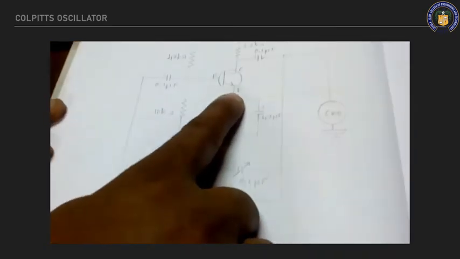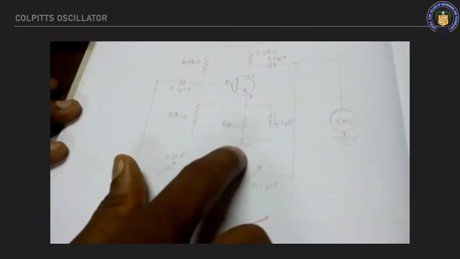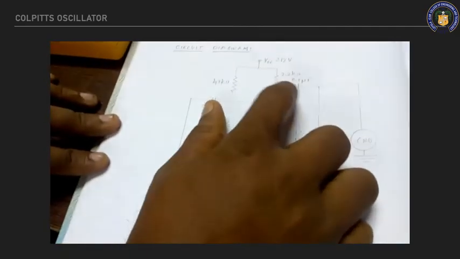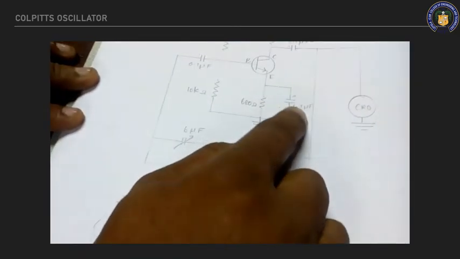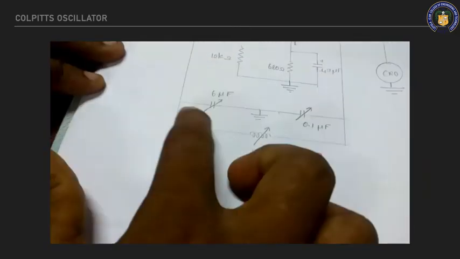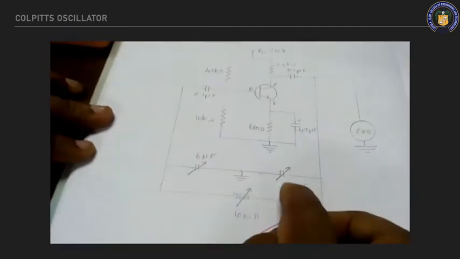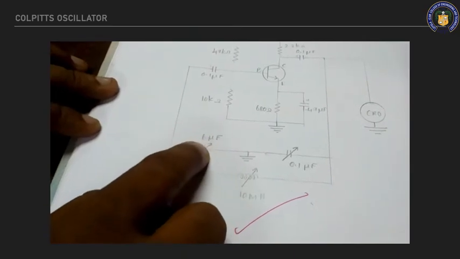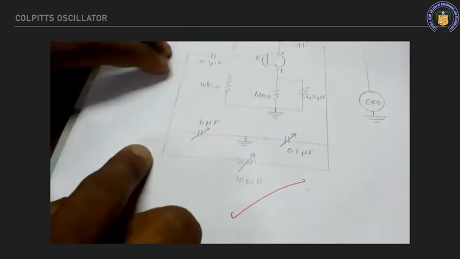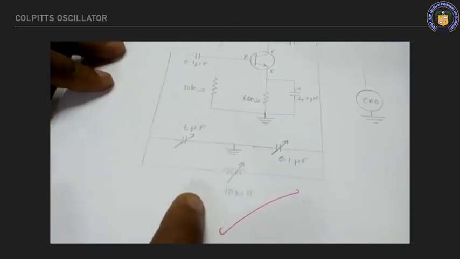The emitter terminal has a 680 ohm resistor. One end is connected to emitter, another end is connected to ground. The capacitors: at the collector terminal is 0.1 microfarad, the emitter terminal is 47 microfarad. Another one is 6 microfarad, the other end is connected to ground. Again, another end is connected to collector. The collector and base, another end is connected to ground. The inductance box is 10 mH.